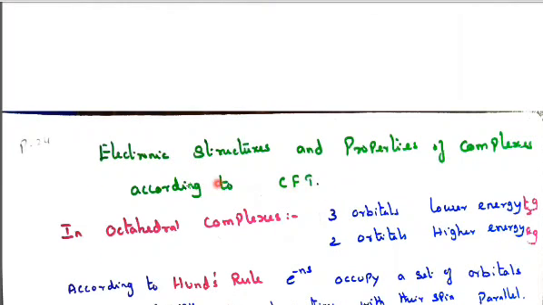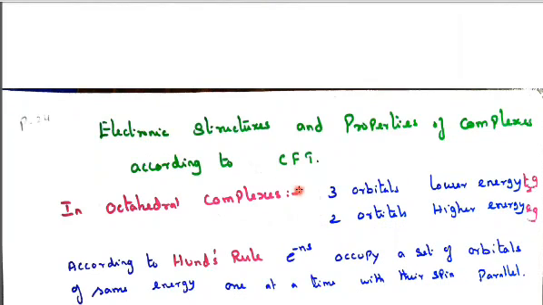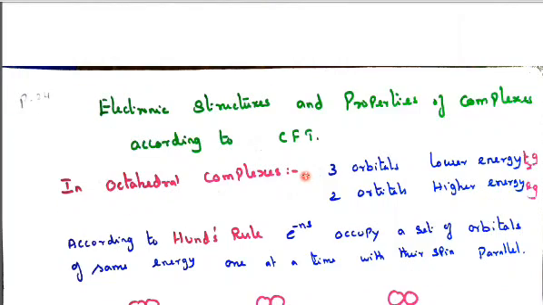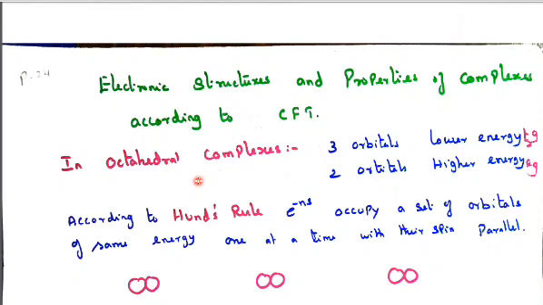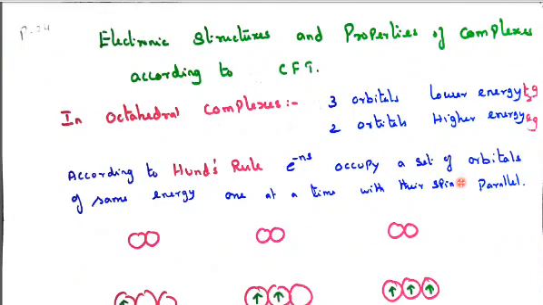Welcome back to the next topic, electronic structure and properties of complexes according to the crystal field theory. Now we'll see octahedral complexes. It has 3d orbitals in lower energy, t2g, and 2 orbitals in higher energy, that is eg.